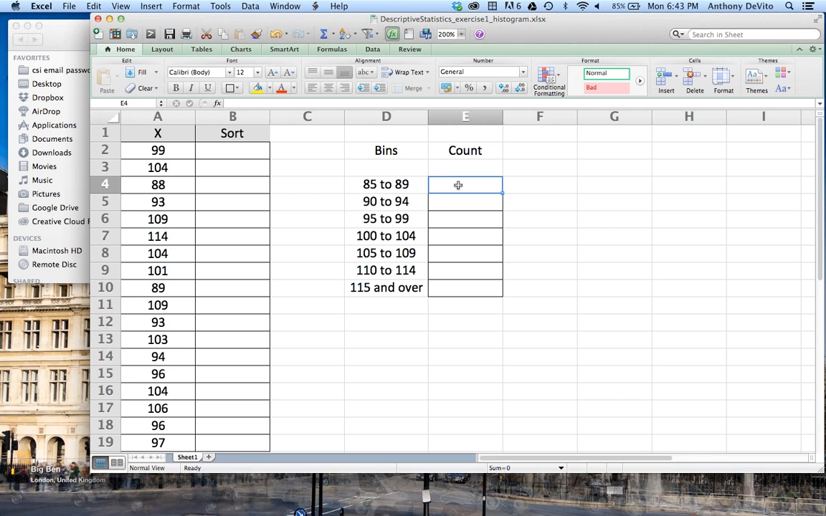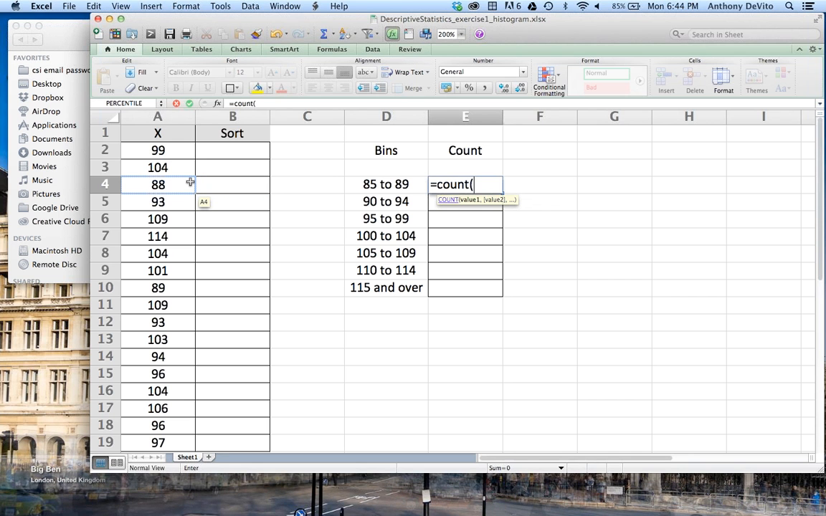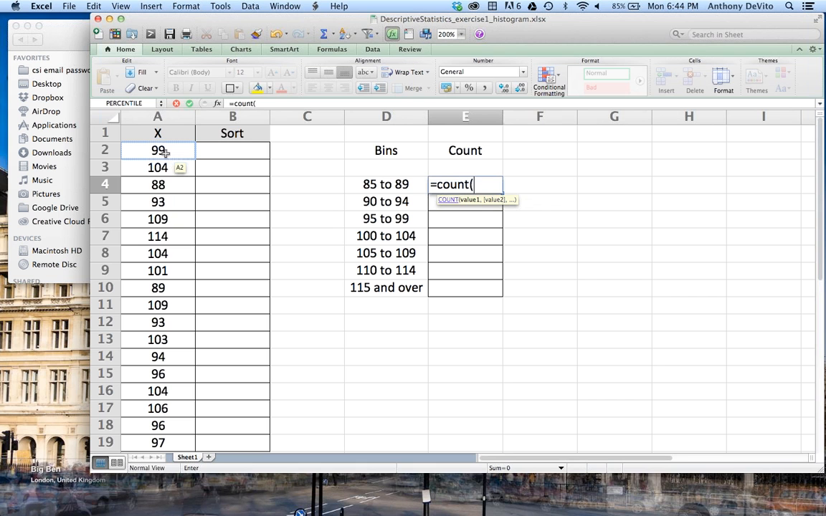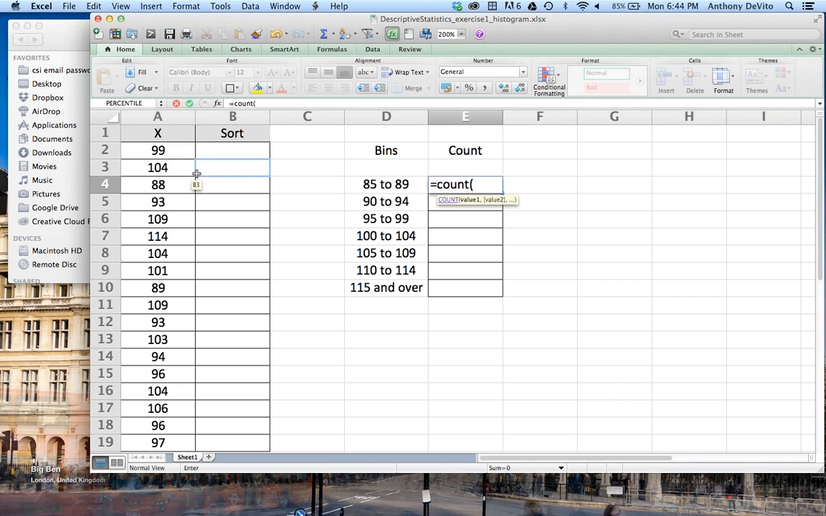I could click in here and say, for 85 to 89, I want the count of all those numbers that are between. You can actually use little if statements in here, saying if the value of these numbers is between 85 and 89, then count only those values. Usually the way you do that is you count up to less than or equal to this, and then subtract the count that's below that. That's a little complicated, right?